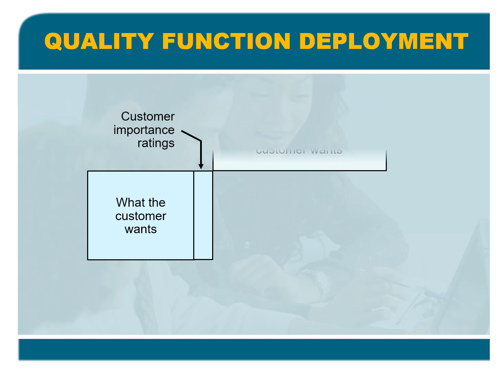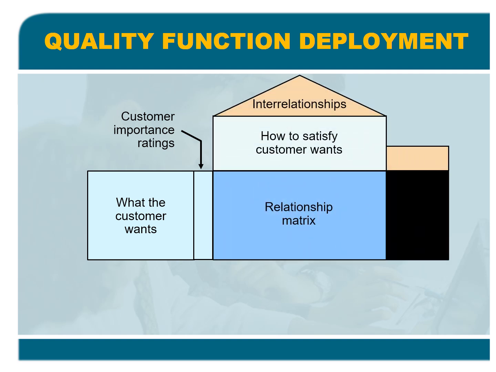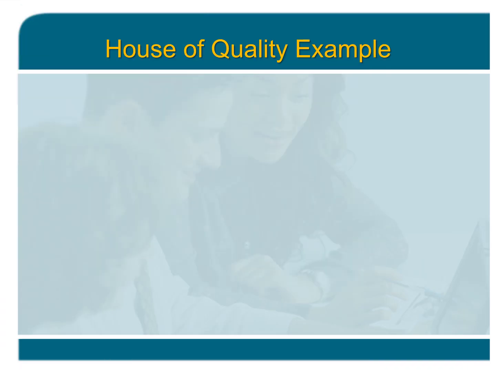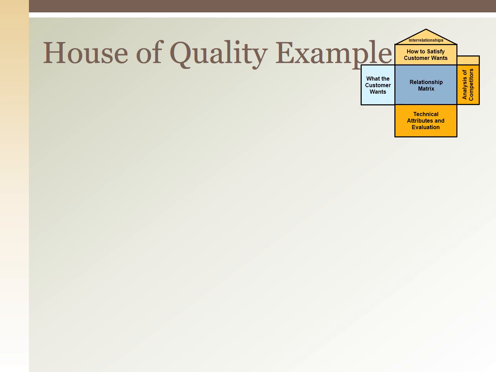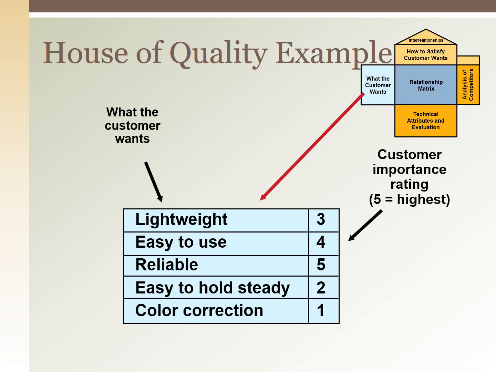So in a quality function deployment, you take the customer ratings, what the customer wants, and how to satisfy the customer wants, and put it into a relationship matrix with a weighted rating. So let's say your team has been charged with designing a new camera for Great Cameras Incorporated. The first action is to construct a house of quality. You do that by doing what I said up there in the first spot, what the customer wants and how to satisfy it. So we have to introduce a matrix.